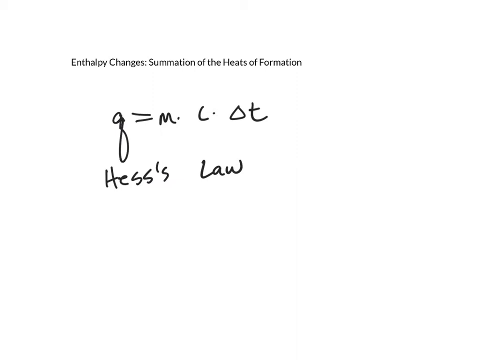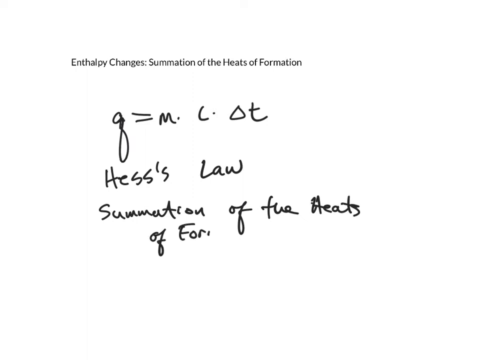And the last example of how to calculate enthalpy change we're going to cover today is the summation of the heats of formation. And in order to do questions like this, you have to have this big table. It comes from your textbook. It's table 17.4 on page 580.